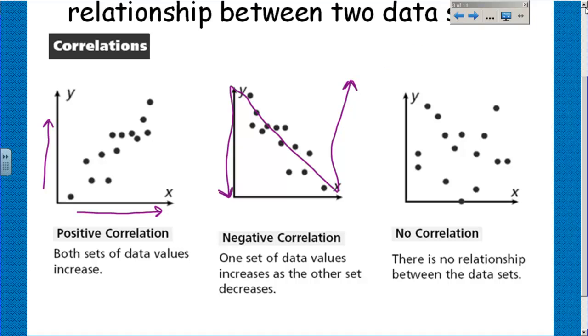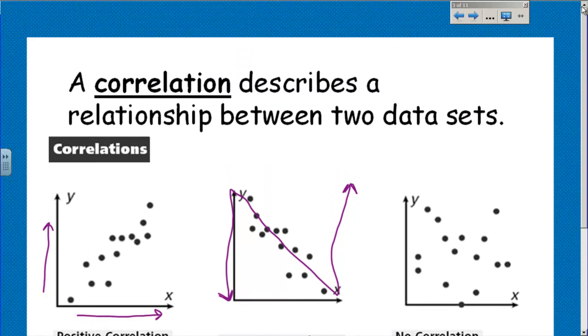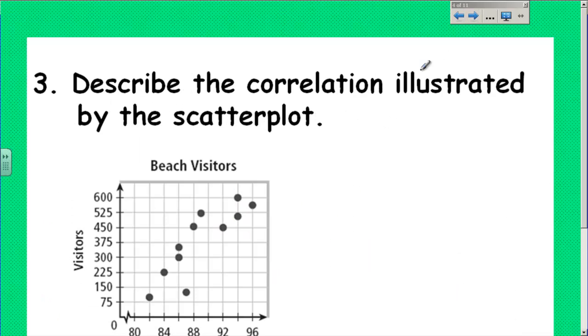So that is correlation. I'll scroll back up so you can get back to the definition should you need it. But that is what a correlation is. Now we're going to spend the rest of our time looking at graphs, determining the type of correlation, and then we're going to talk about line of best fit in just a second.